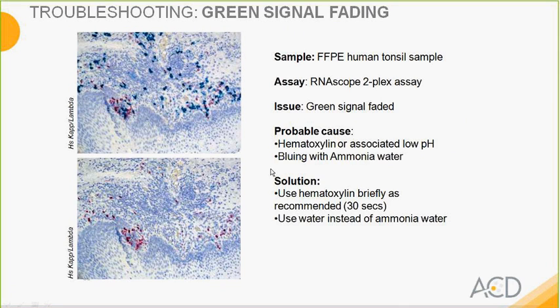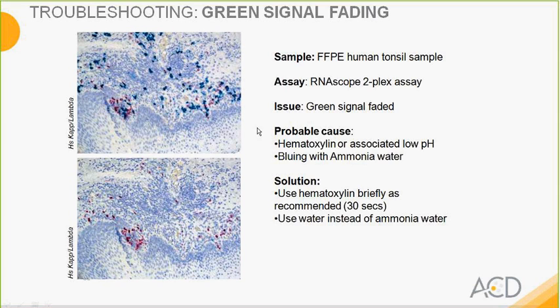Here's an example of troubleshooting green signal fading. This is primarily inherent in the 2-plex assay. As shown here, the signal was originally present, but with time the signal has faded, and sometimes you see this issue immediately. The causes that we have identified for this issue are hematoxylin or any associated low pH in the reagents, as well as the bluing with ammonia water. We have highlighted the steps of making ammonia water, but in some cases the ammonia water pH is not appropriate. This causes an instability in the green signal.